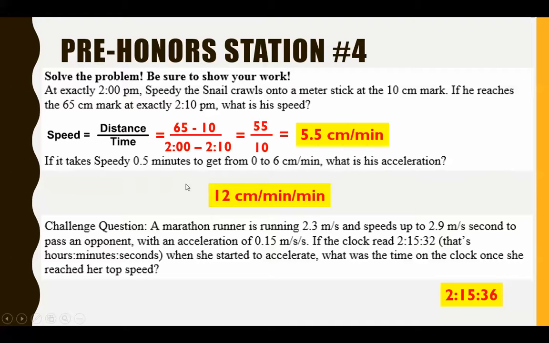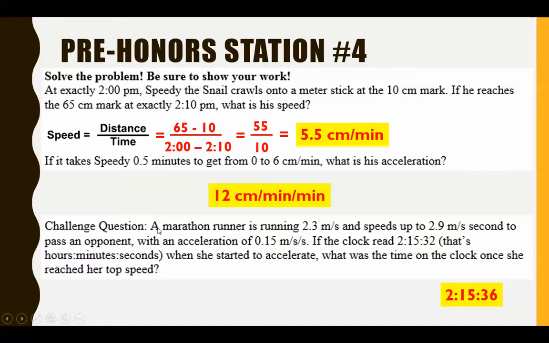In order to do this, we need to use our speed equation, which is distance divided by time. And the distance part is if he starts at 10 and ends at 65, we want to find the difference between those two spots on the ruler. So we have to subtract them, and that comes out to 55 centimeters. For the time part, since he starts at 2 o'clock and ends at 2:10, the difference in that time is how much it took. So that's 10 minutes. So we find out that he goes 5.5 centimeters every minute. Make sure you have your units correct.